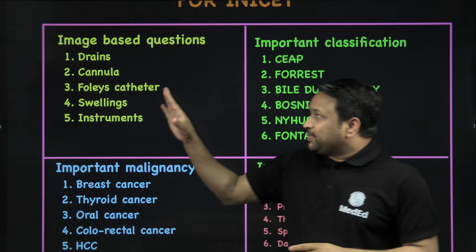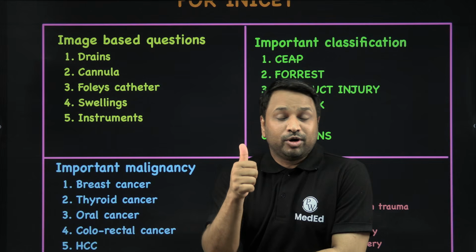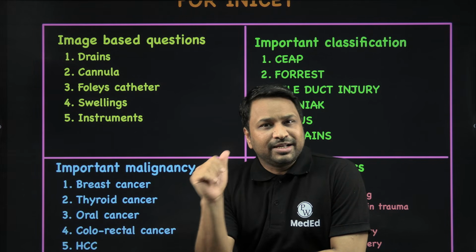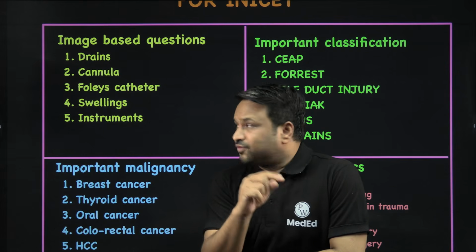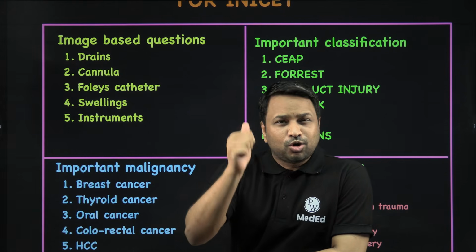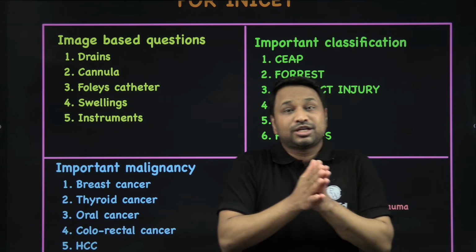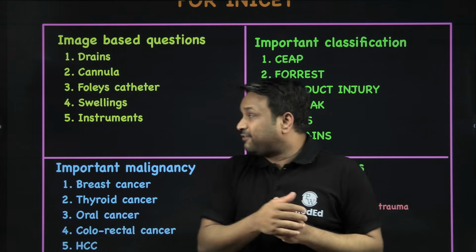Now, in the image-based questions, drains are absolutely important. They love asking you the images of the drain, their mechanisms. The favorite is Jackson-Pratt drain and Romovac drain. Do not forget about it. Cannulas, color codes, flow rate, everything they've asked you. Foley's catheter, they've asked you the sizes, color codes, and obviously what the French means.